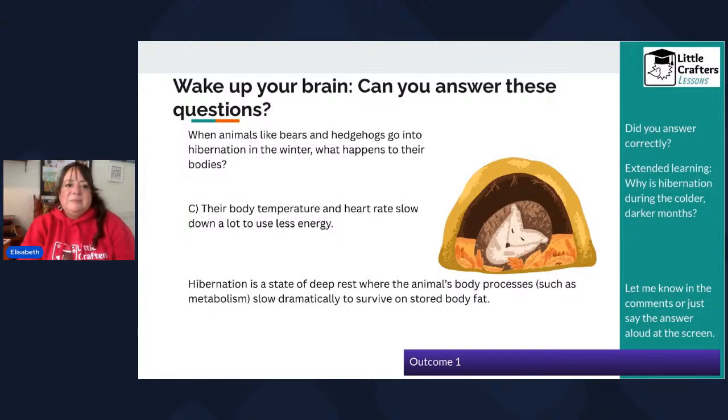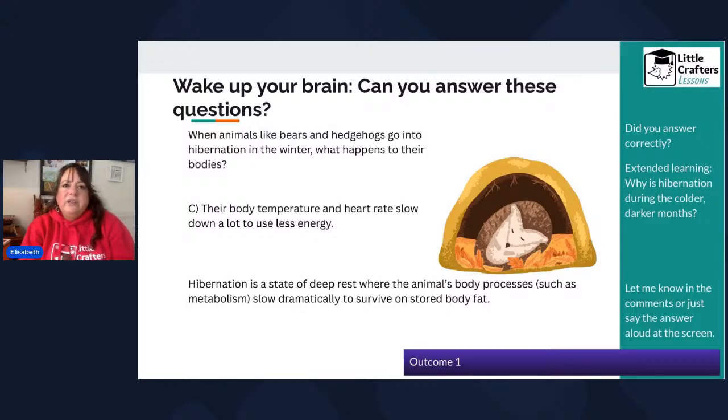The answer is body temperature and heart rate slow down a lot. They use a lot less energy. Hibernation is a state of deep rest where the animal's body processes, such as metabolism and heart rate, and their temperature can go down very, very low so they can survive on stored body fat. So that's why we see them out right now, because they're storing up that body fat to get ready for hibernation. Why is hibernation during colder, darker months?